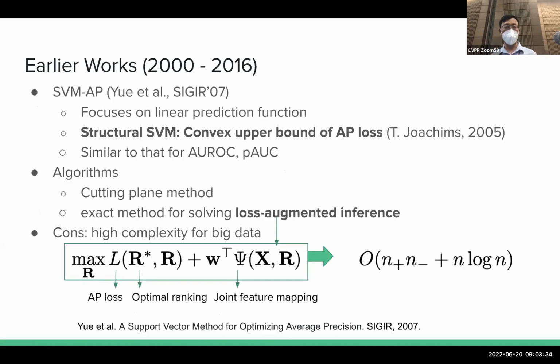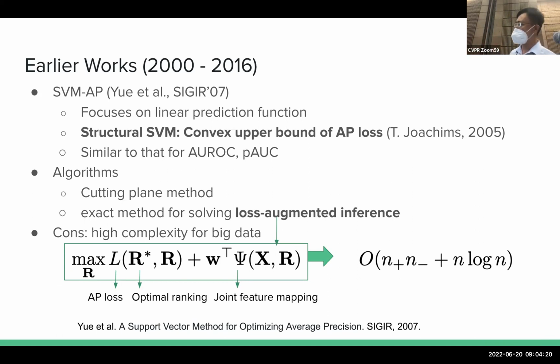And then in 2007, Yue and colleagues proposed an SVM type of approach for AP maximization. This is inspired by the structured SVM that Harry has talked about, which basically optimizes a convex upper bound of the AP loss. Again, this work focused on learning a linear prediction function. They employ the cutting plane method to solve the constrained optimization. In every iteration of the cutting plane method, they need to solve a subproblem to find the most violated constraint, which is referred to as the loss augmented inference subproblem. This loss augmented inference subproblem is a maximization problem.